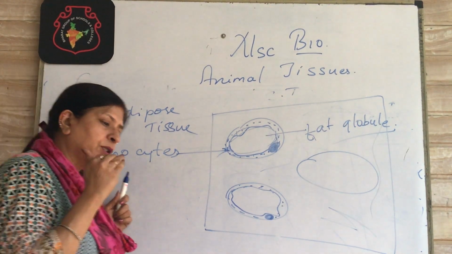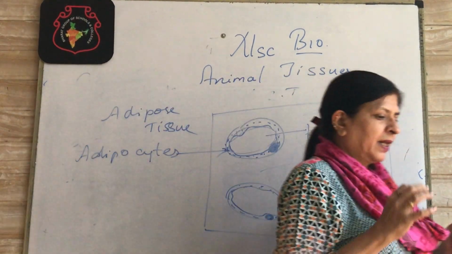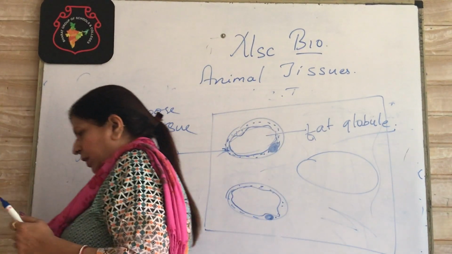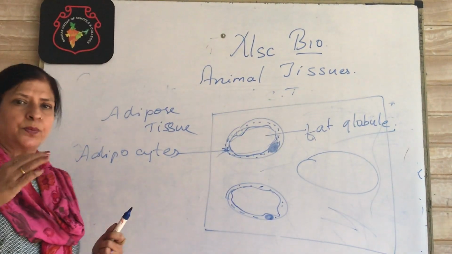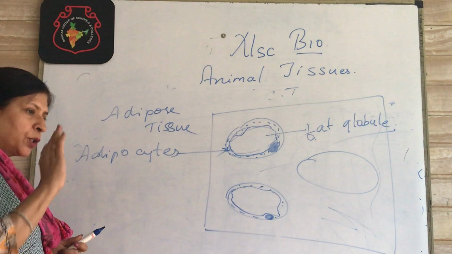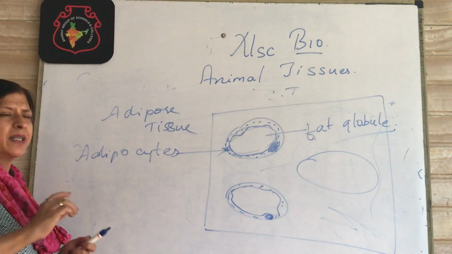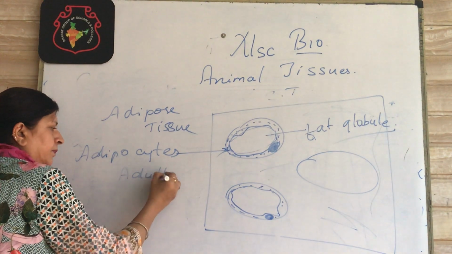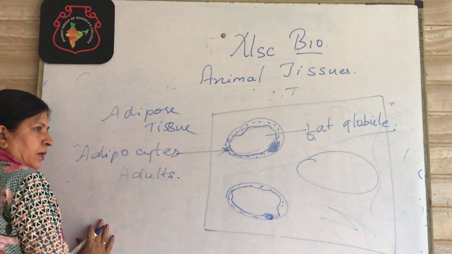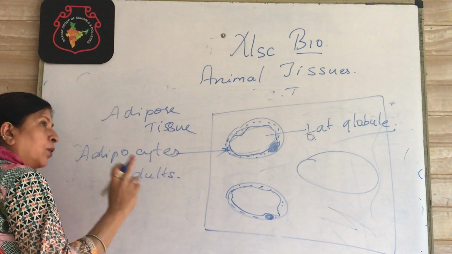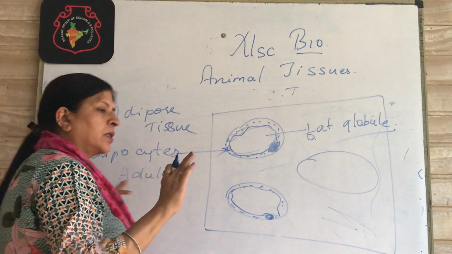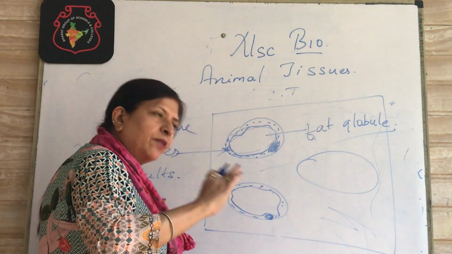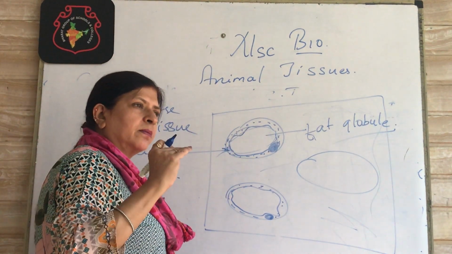Now this adipose tissue, there's something called white adipose tissue and brown adipose tissue. White adipose tissue is opaque and mostly found in adults. And the brown adipose tissue is reddish brown, found in infants and children.